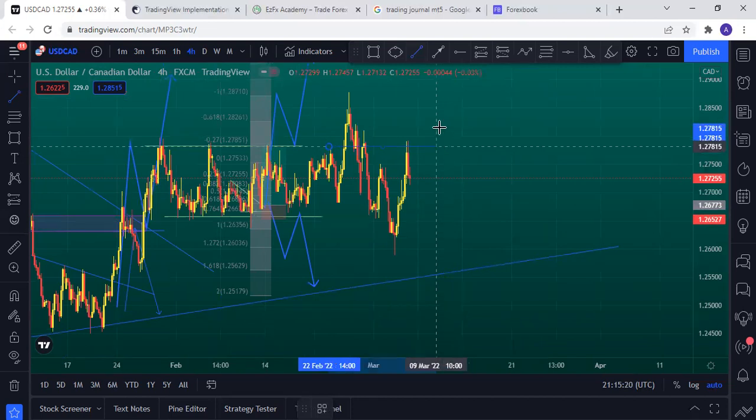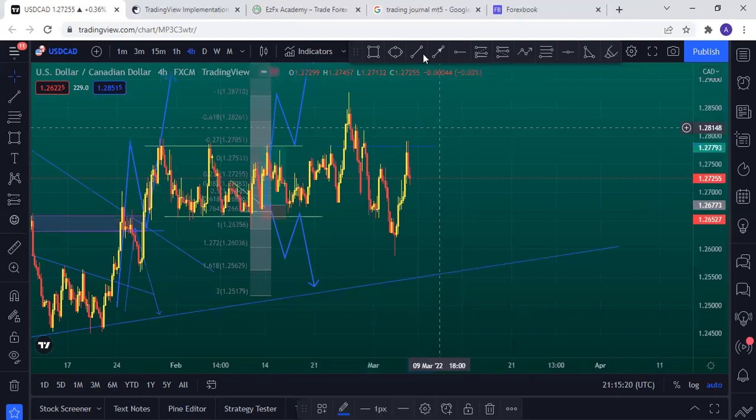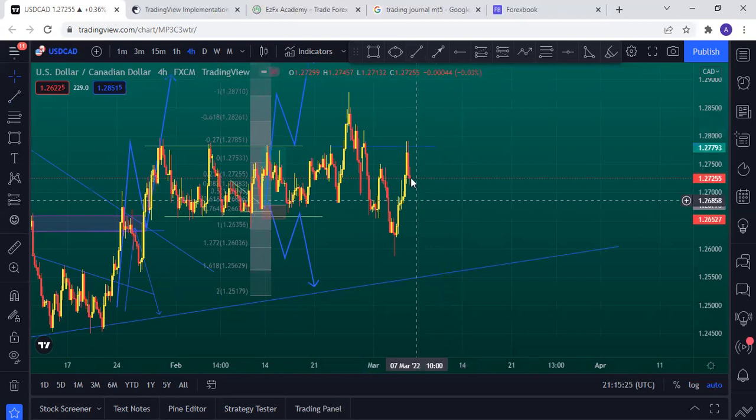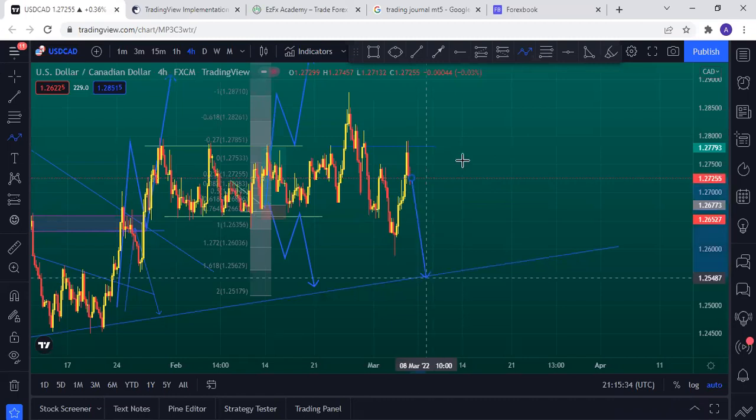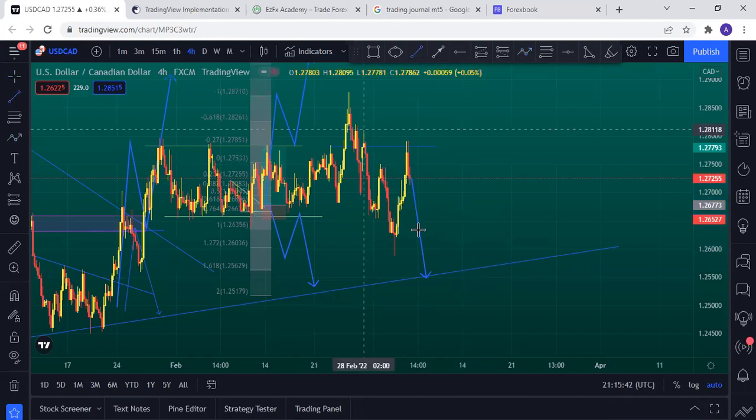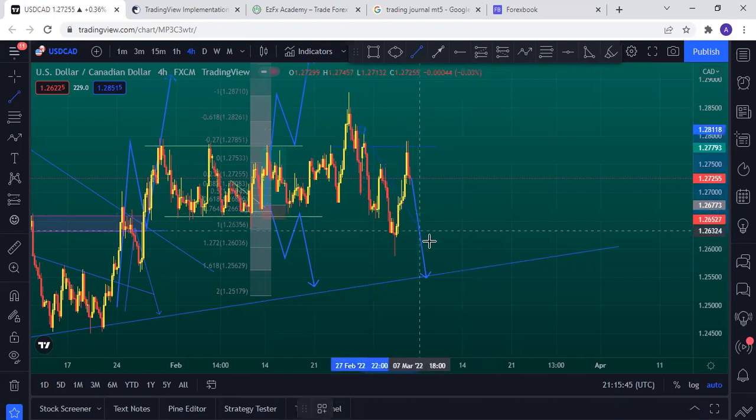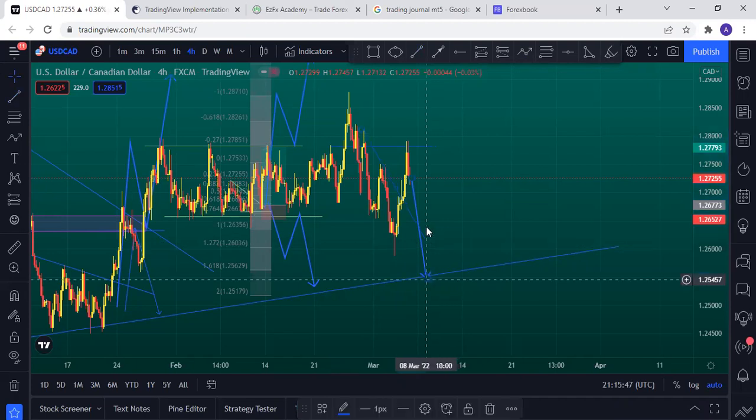All right, so one of the possibilities is that we continue to see some bearish movements on USD CAD, at least to this level. That's a possibility. Maybe up to this level.